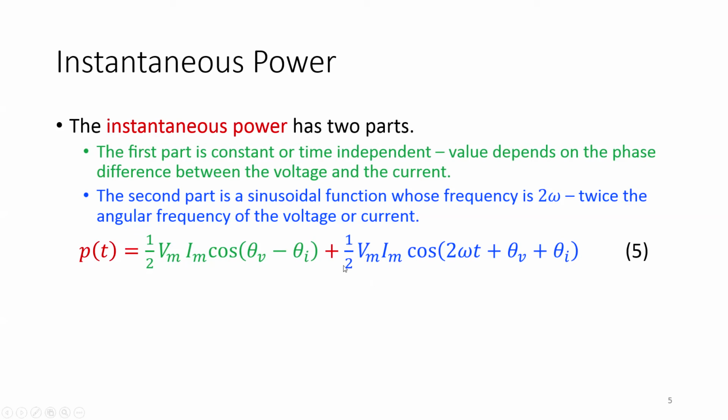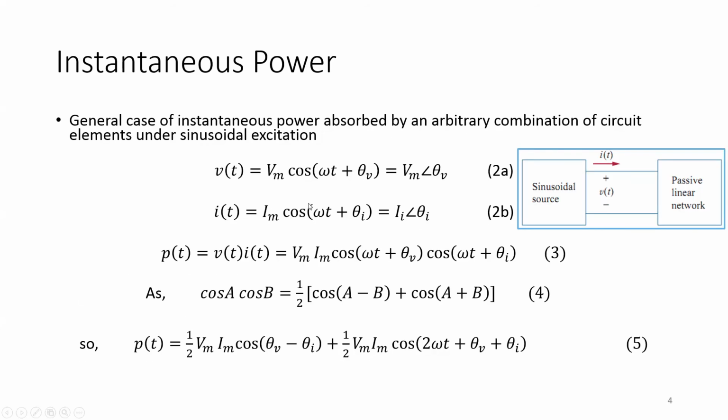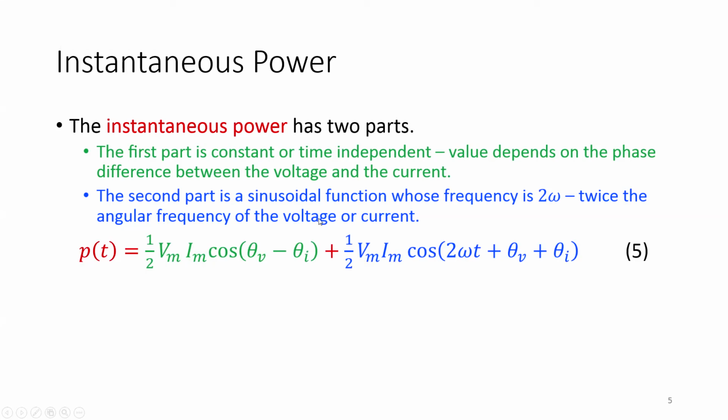The other part has amplitude half Vm Im. This is a sinusoid which has double the frequency of the voltage or current. As we can see from our previous slide, the frequency is omega for current and voltage. However, the frequency of the time varying part of the instantaneous power is double, and there is a phase difference which equals the sum of theta v and theta i.